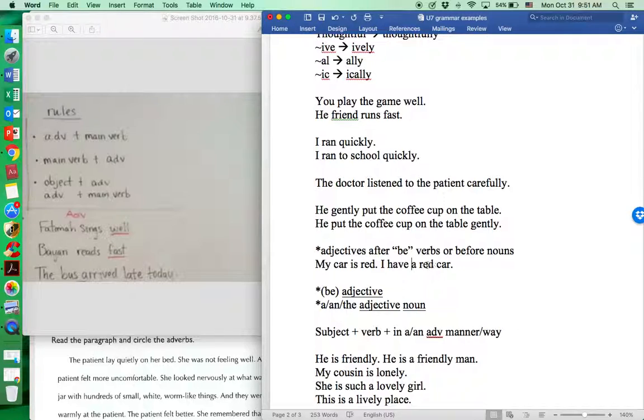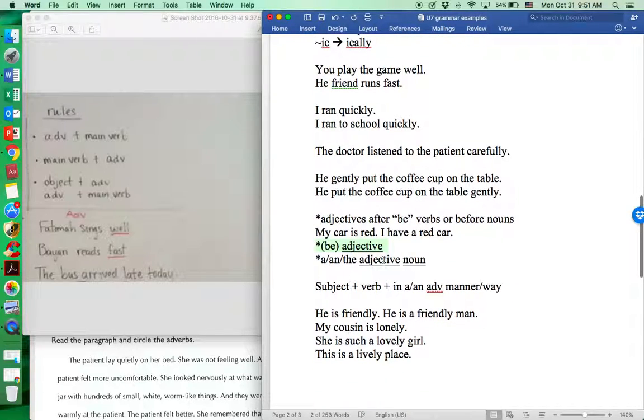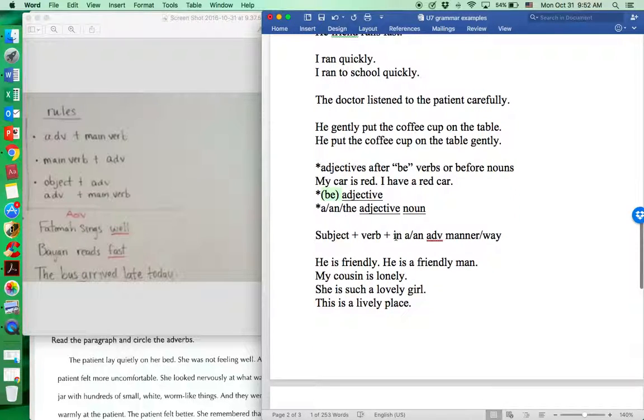Article, adjective, noun. We would never put an adverb between an article and a noun. We would never put an adverb after a be verb. That's a never. There's no exception. No exception that we have to talk about. Right? So be verb and then adjective. Or article, adjective, noun. Never article, adverb, noun. Right? We're not going to describe a state of verb including be with an adjective, unless we do it this way, right? In an adverb, manner, or way.